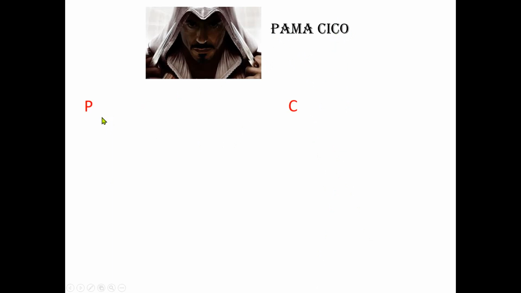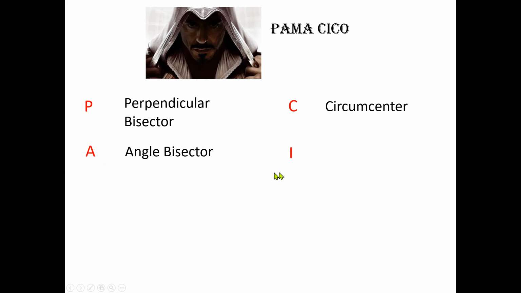Okay, so P is what? Perpendicular bisectors. If you have three perpendicular bisectors, then that will create the concurrent point called a circumcenter, right? A, angle bisector. If you have three angle bisectors, they will create the point called an incenter. M, three medians, right? Three medians will create the centroid, the point called the centroid.